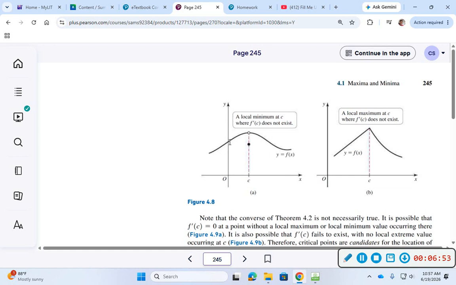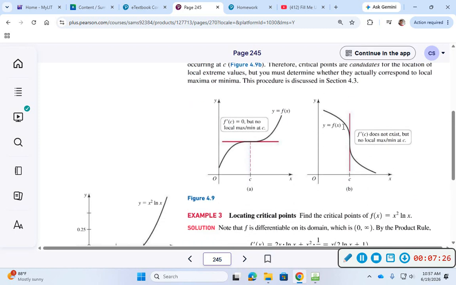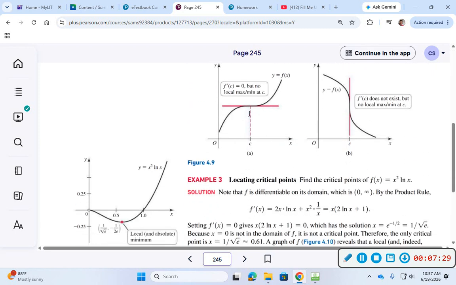So here's one where they show you we have a minimum at c. f prime of c does not exist, a local minimum. I would think that would be a local maximum, a high point. This one says we have a local maximum at c. f prime of c does not exist because we cannot take the derivative of a corner point. So those are two similar examples. We have a couple more smooth curves.